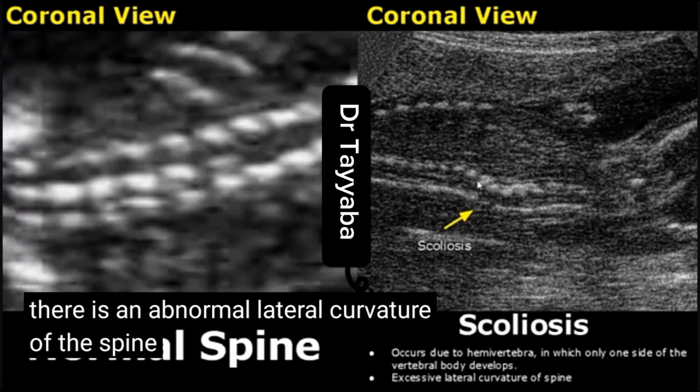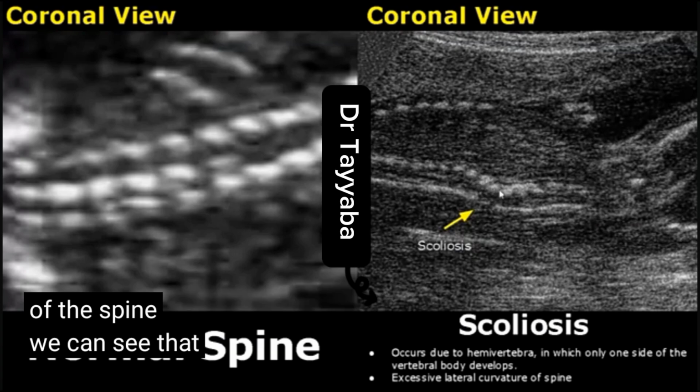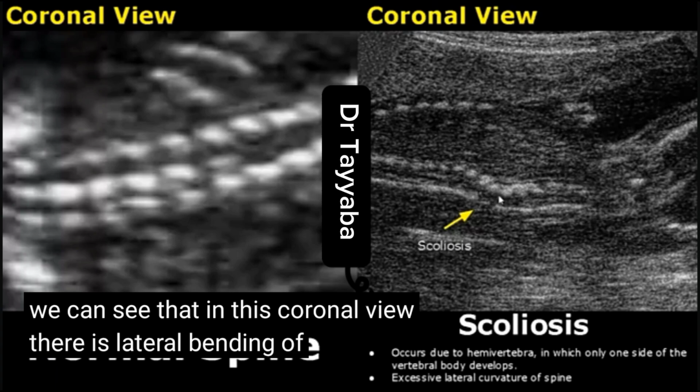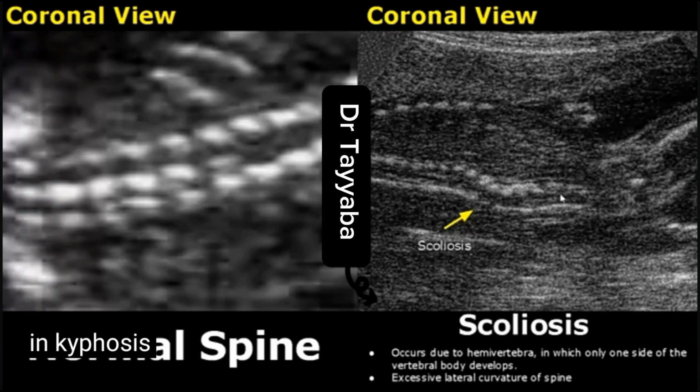In scoliosis, there is an abnormal lateral curvature of the spine. We can see that in this coronal view, there is lateral bending of the spine.